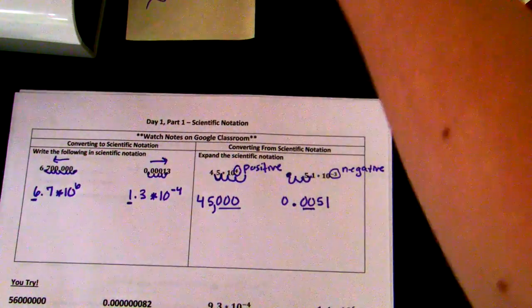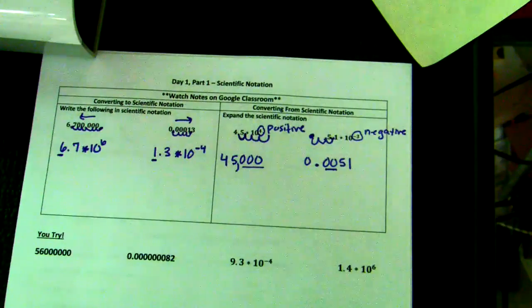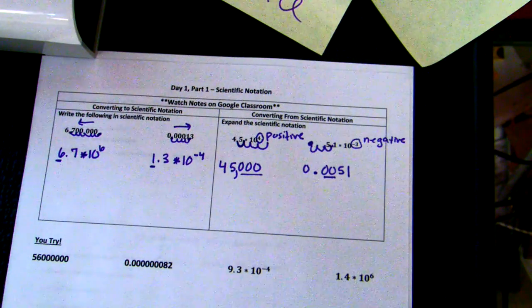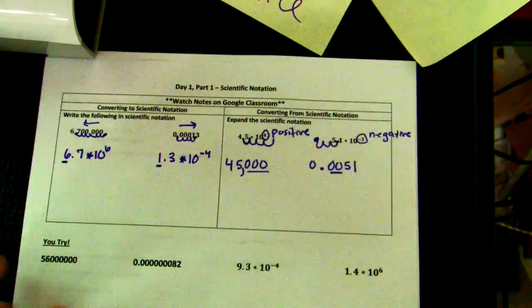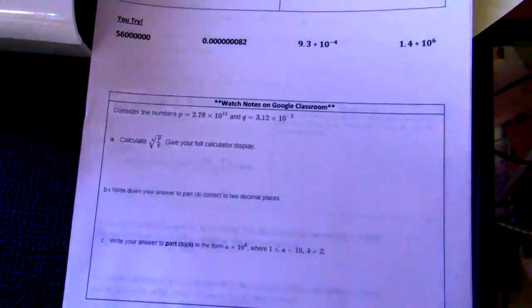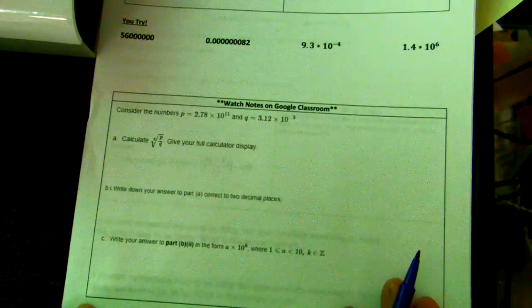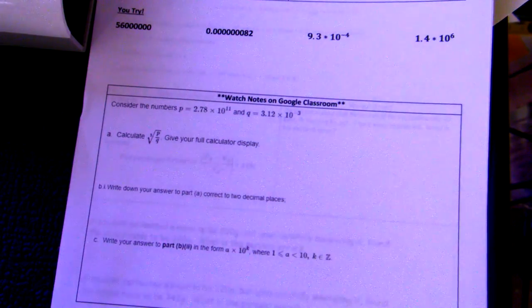What you are going to do next is pause and practice on these 4 problems below. When you are done with the pause and practice, you are going to go to day 1, part 2, which is these notes on Google Classroom. So once you finish those practice problems, we are watching the video on these notes. Now, this is a mock external assessment problem, so very similar to what you will see on the test. And this one is just the skills we learned before, just in a slightly different format.